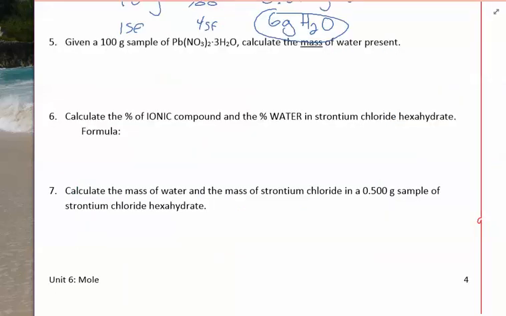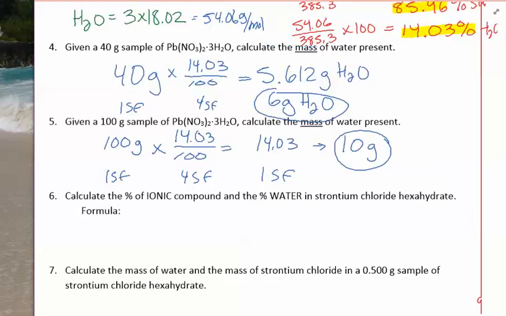Why don't you try number 5 on your own, and pause the video, and when you come back on, I'll show you how to do it. So when you calculate it, you're going to multiply. You're going to do the same process. Again, we have 1 sig fig times 4 sig figs, so we need 1 sig fig in our answer. So we're going to have 10 grams of water here.